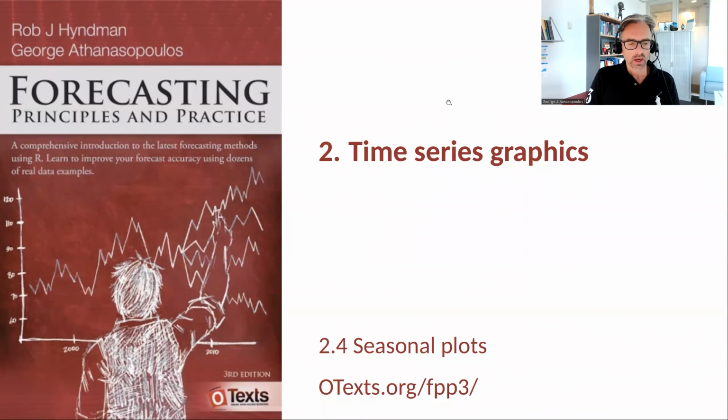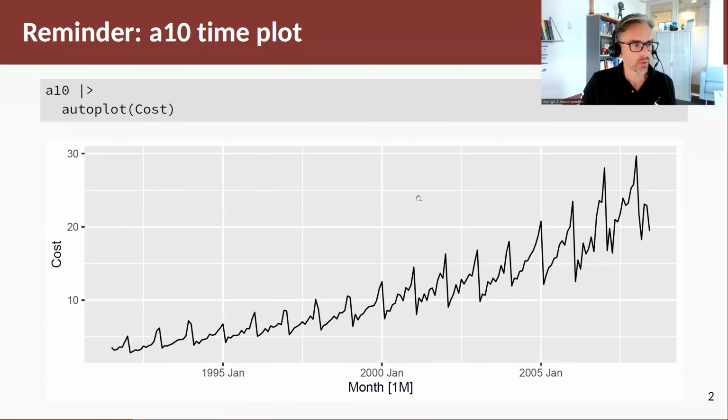Okay. Another plot that we're going to use in order to visualize our data and try and identify its features, and something that gives us more information than what we saw in the time plot, is what we call seasonal plots. Let's start with an example using the cost variable in the A10 table, which we defined in the previous section of the book. So if you need to, please have a look at the previous section of the book to remind yourself what this table contains and what the cost variable is.